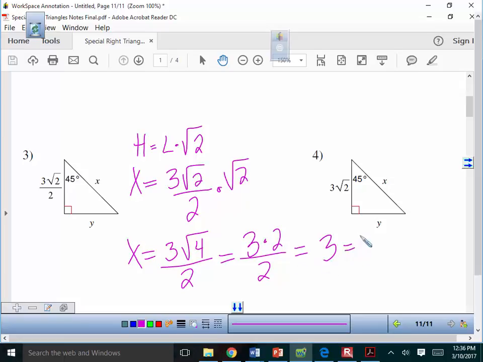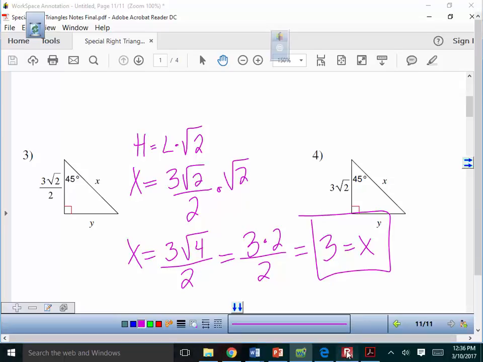So x is equal to 3. Now, if x is equal to 3, what is y equal to? Very good. 3 square roots of 2 over 2, because y is a leg, okay? And that's equal to the other leg, and the other leg is 3 square roots of 2 over 2.